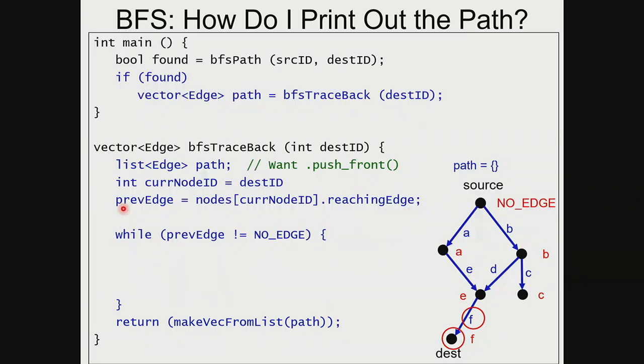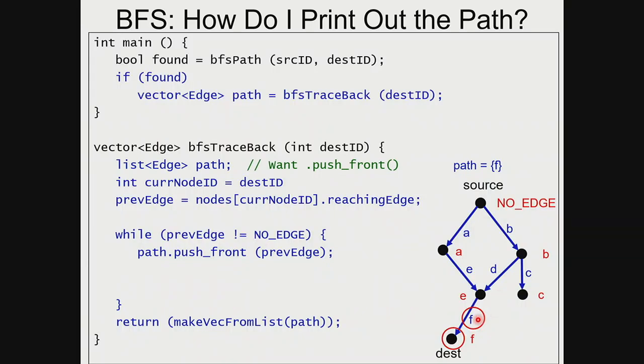And then inside a while loop, we start tracing back. So while the previous edge is not equal to no edge, which is a stopping criterion that we define to be -1, and that's only set on the source intersection. Okay, so while it's not equal to no edge, we do this. First of all, we push front the previous edge to the path. Okay, so it's going to be one of our path.